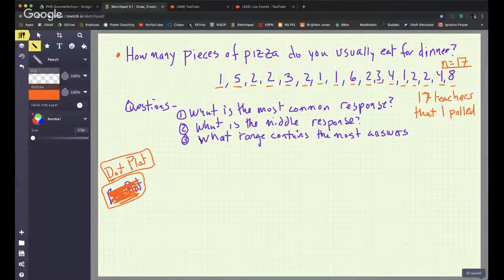We'll do that in less than 12 or something like that. So a dot plot is easy. The way I make a dot plot is I'm going to find the lowest number and the highest number. The lowest number here is a 1, and the highest number here is an 8. I can kind of see that.